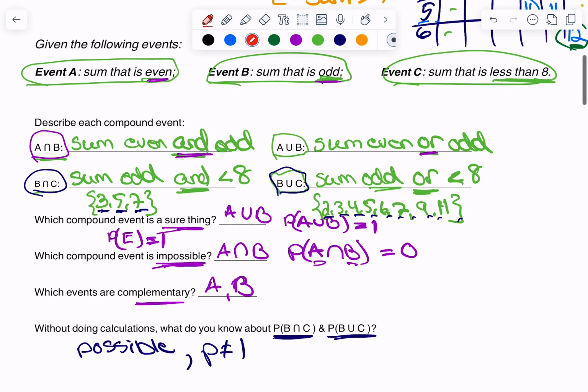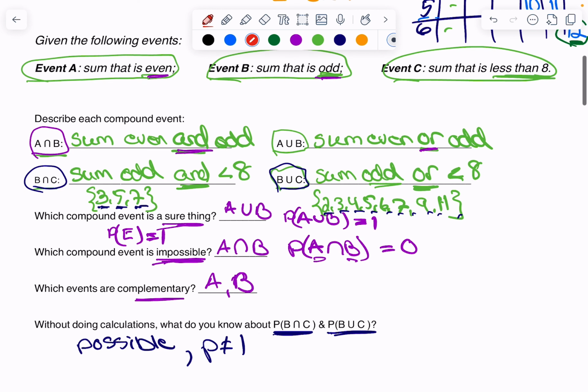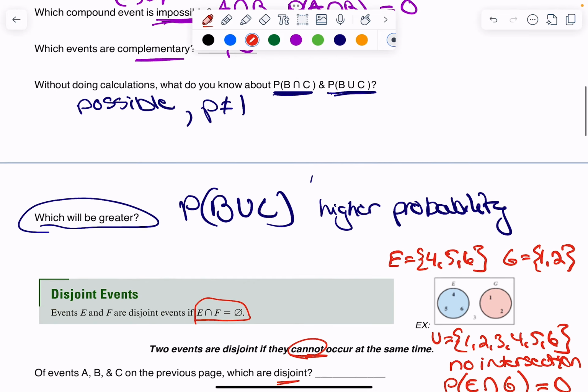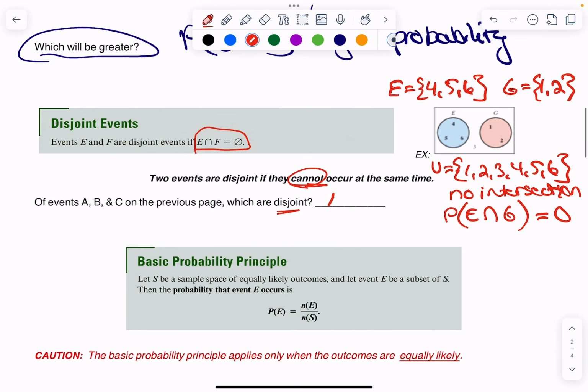If we look at event A and B, odd and even, those are going to be disjoint. Less than 8 is going to have even and odd numbers, so that's not it. So events A and B are the ones that are disjoint here.